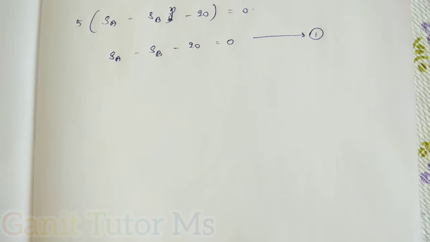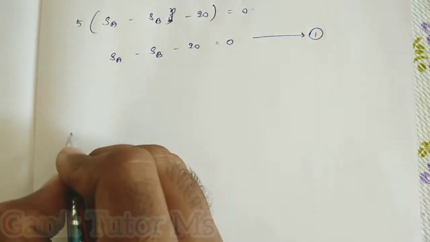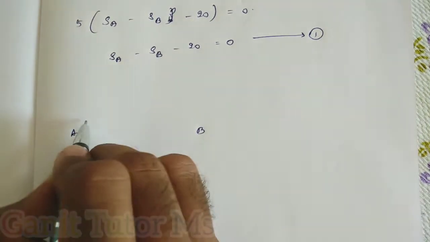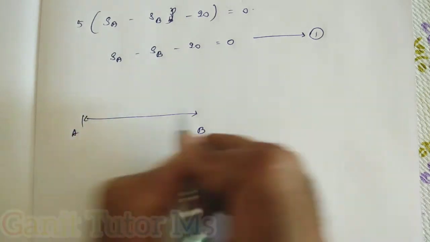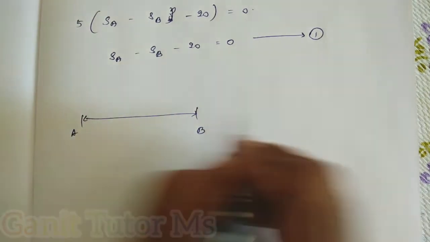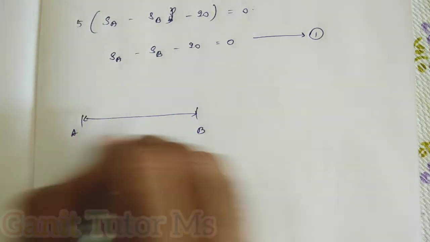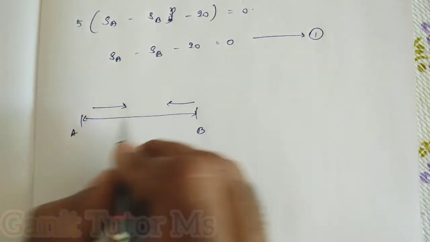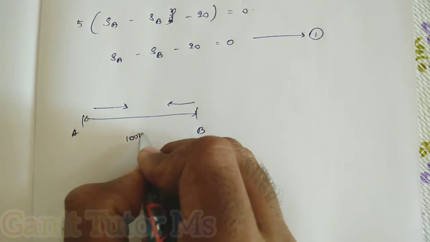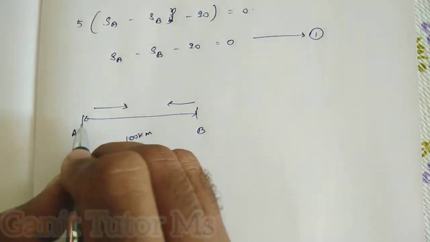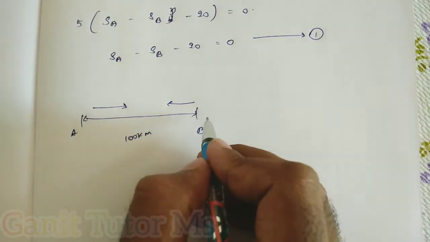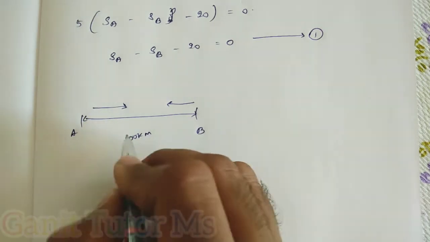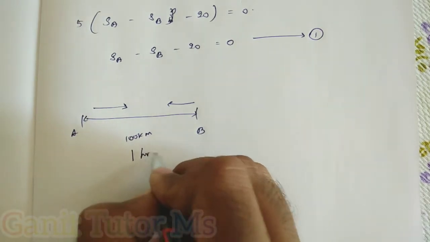If they traveled towards each other, here car A, here car B. That is place A and place B. We can consider the names also as car A, car B, right? Now, they are traveling towards each other, so A should move this side, B also towards this side. So, the total distance we know is 100 kilometers. And they meet in 1 hour. So, when they are coming towards each other, they will meet in 1 hour.